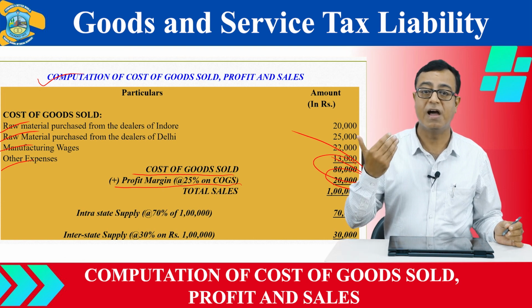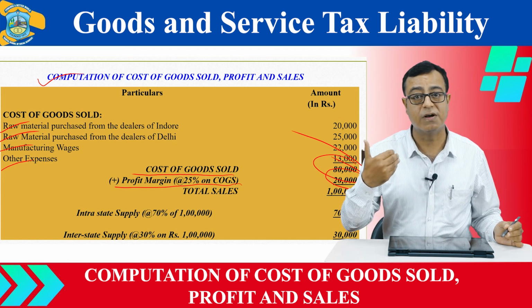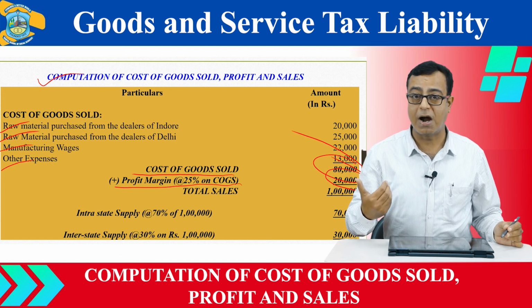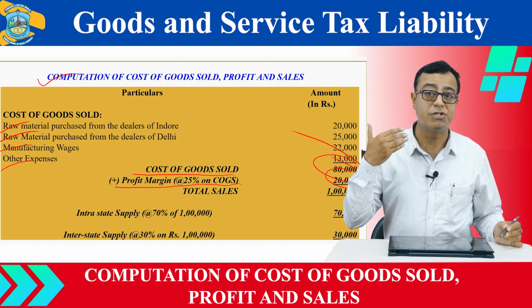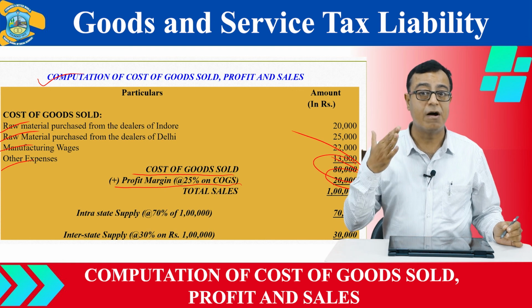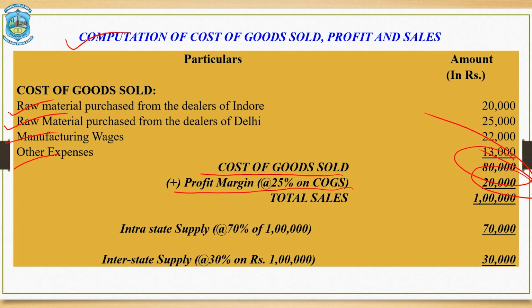So total sell this particular bicycle manufacturer is making is rupees 1 lakh, but not in a single part, not in a single lot. Out of this 1 lakh total sales, we have to divide the entire amount of sell in two parts. 70% we are selling to the dealers of Indore, it is 70,000, and the remaining 30% we are selling to the dealers of other state, that is Mumbai. So it is intra-state supply and inter-state supply. So we have two parts of 1 lakh rupee sell.